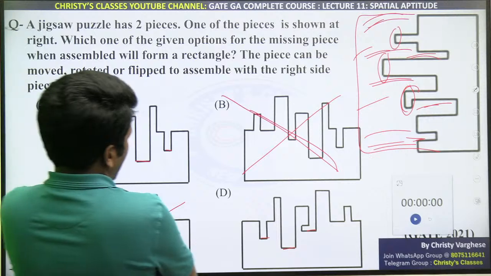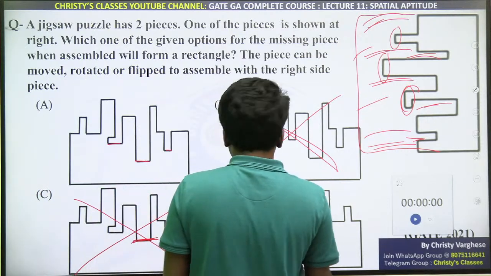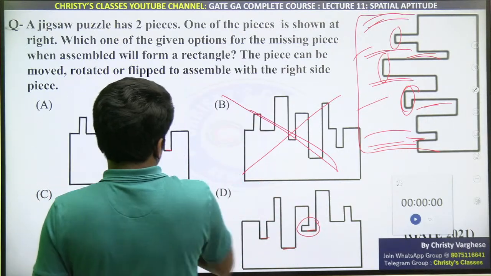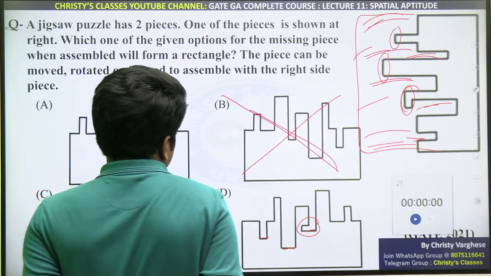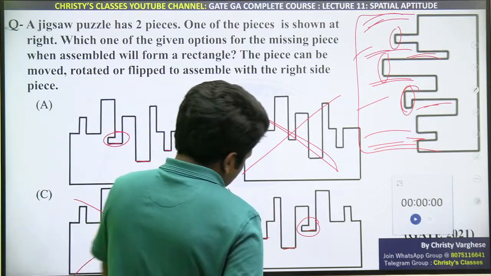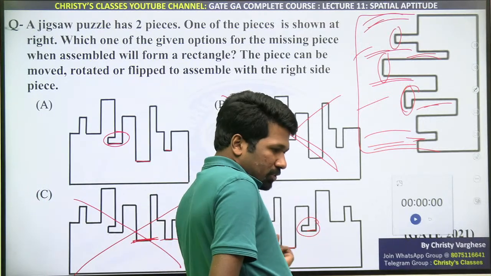Yeah, the difference between A and D is the direction of this. Direction of this. So we need to concentrate on the direction of that. Look at this. You can take these two as reference points.